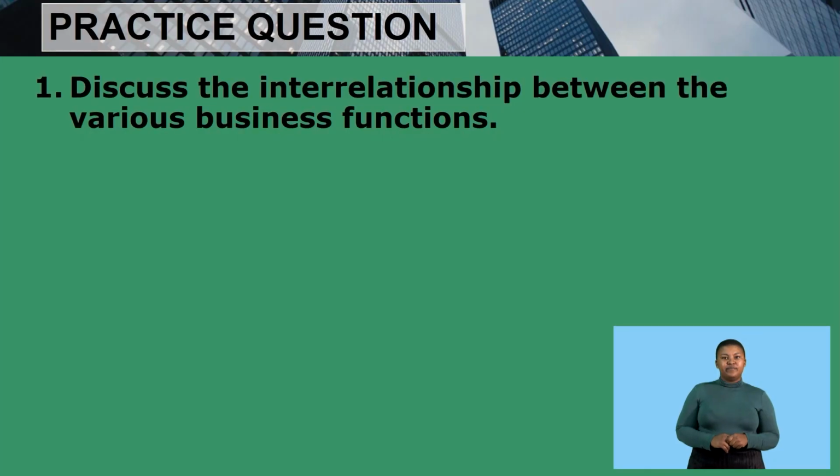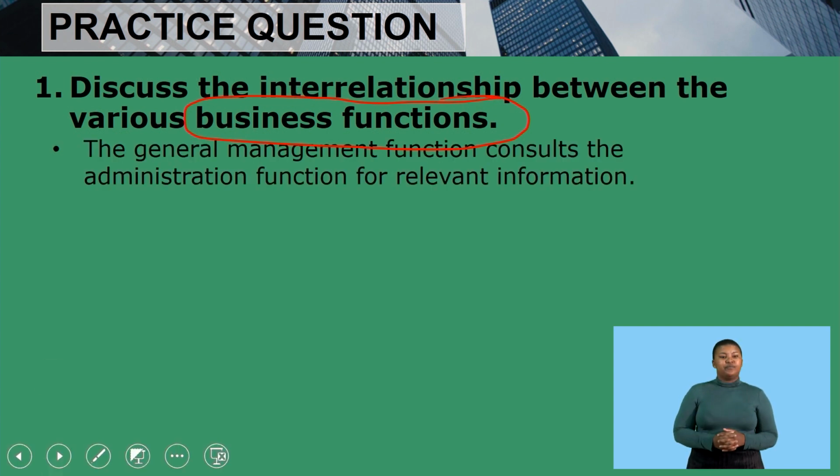Our first practice question asks, discuss the interrelationship between the various business functions. Now if you can remember, our business functions is of course our administrative, financial, general management, purchasing, etc. Those 8 functions. So how are we going to discuss the relationship between the business functions?